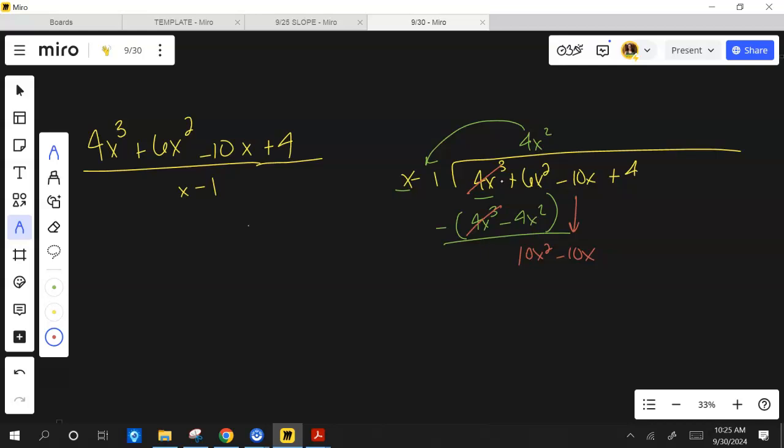What now? Positive 10x up top. Multiply around. What happens now? I brought it down. What times x gives me 4? 4 over x minus nothing. Nothing. Nothing. What does that tell me? Right. That tells me that that is my remainder, which means it's plus.